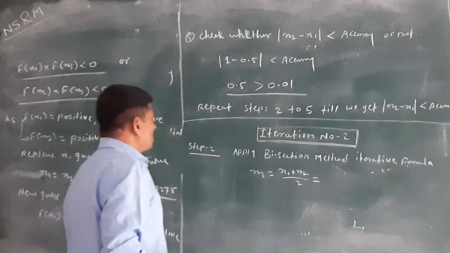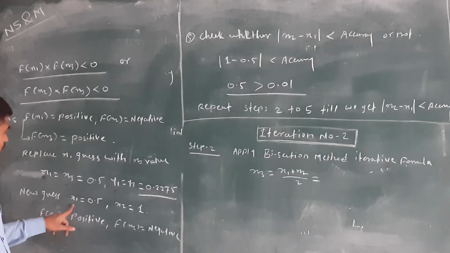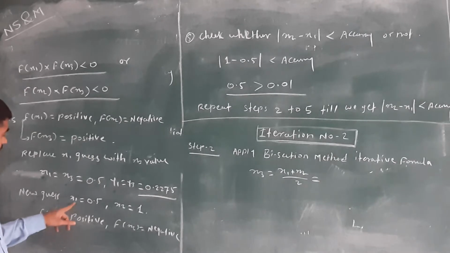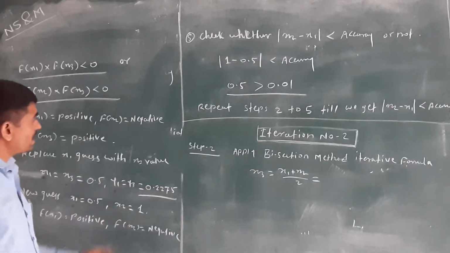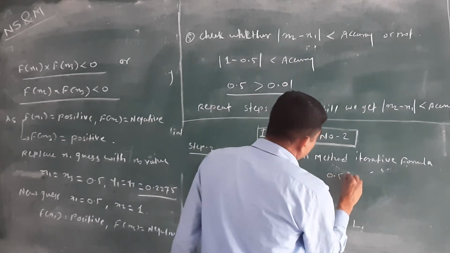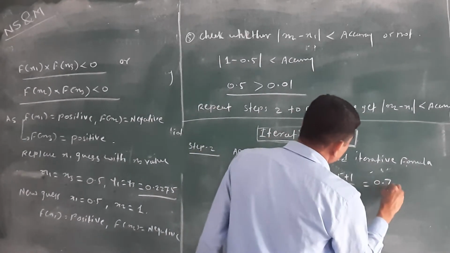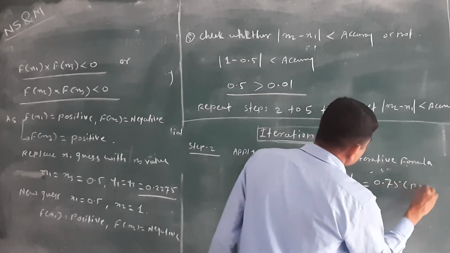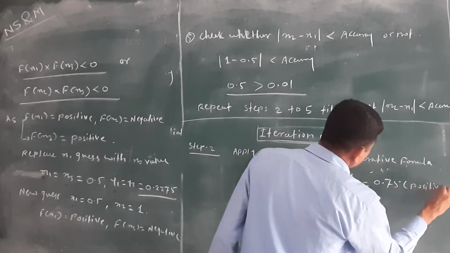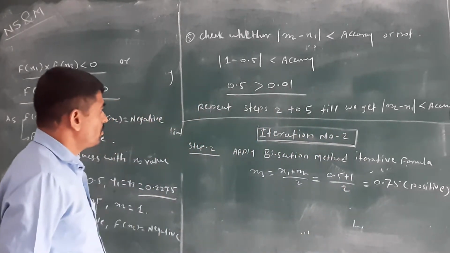What is x1? We have the new guesses from the last iteration: x1 is equal to 0.5 and x2 is equal to 1. I will write here 0.5 plus 1 divided by 2. You will get 0.75. This is again positive, so x3 is positive.